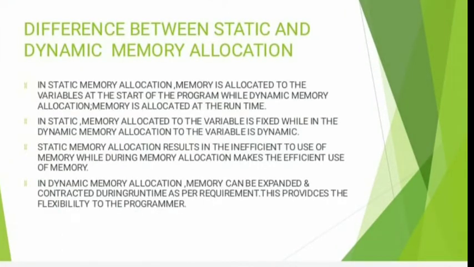Now let's discuss the difference between static and dynamic memory allocation. In static memory allocation, memory is allocated to the variables at the start of the program, while in dynamic memory allocation, memory is allocated at runtime. In static, memory allocated to the variable is fixed, while in dynamic memory allocation, the variable is dynamic.